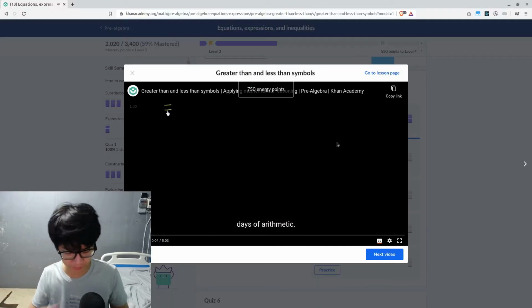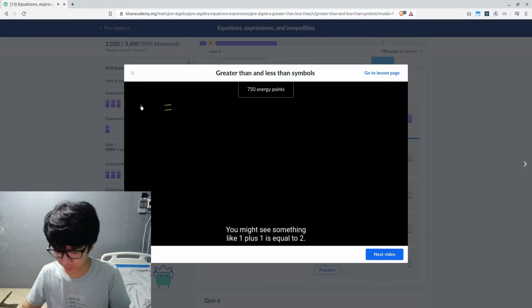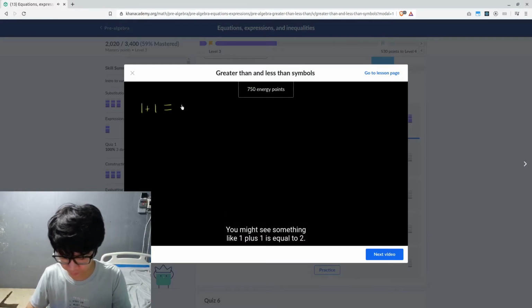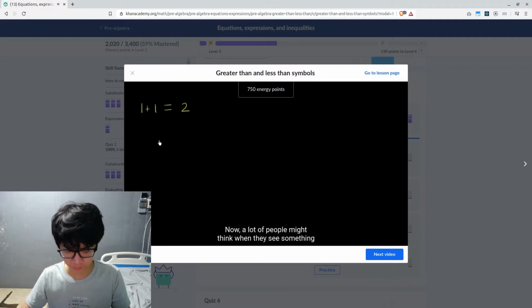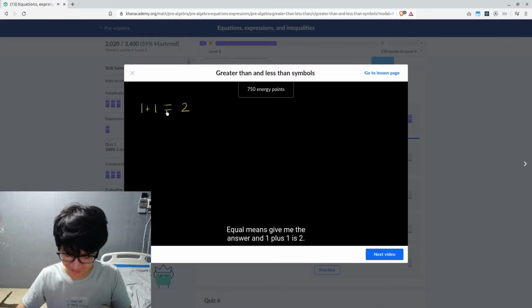Most of us are familiar with the equal sign. From our earliest days of arithmetic, you might see something like 1 plus 1 is equal to 2. A lot of people might think when they see something like this that equal means give me the answer. 1 plus 1 is a problem, and equal means give me the answer. That's not what equal actually means. Equal is actually just trying to compare two quantities.